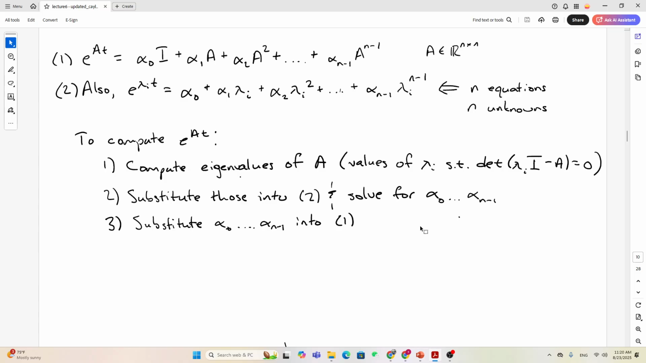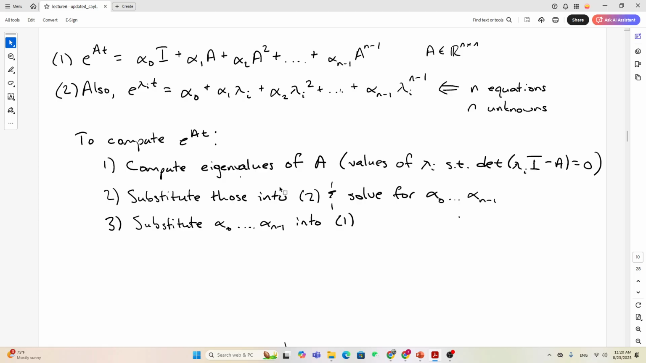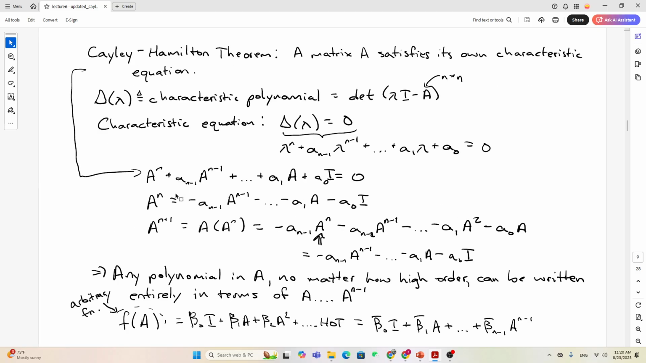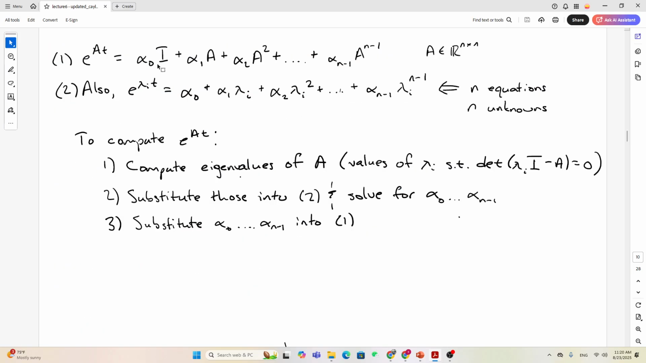So let's say right now we are supposed to get the matrix exponential, as we just mentioned, a function of A. Any polynomial in A, no matter how high the order is, can be written entirely in terms of A and its lower powers. So then we can consider e to the power A times t as f of A here, and if we mimic that, what we get is a sum from zero order all the way up to A to the power n minus 1.